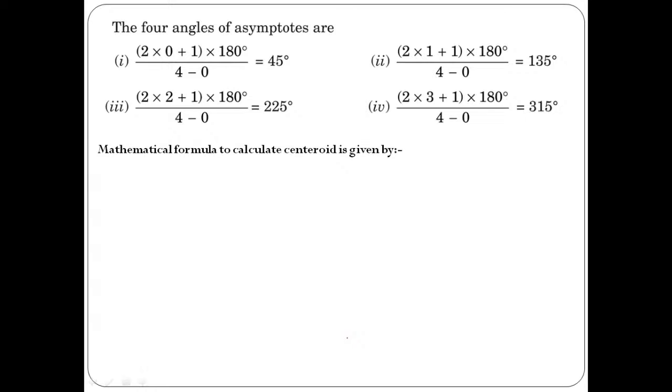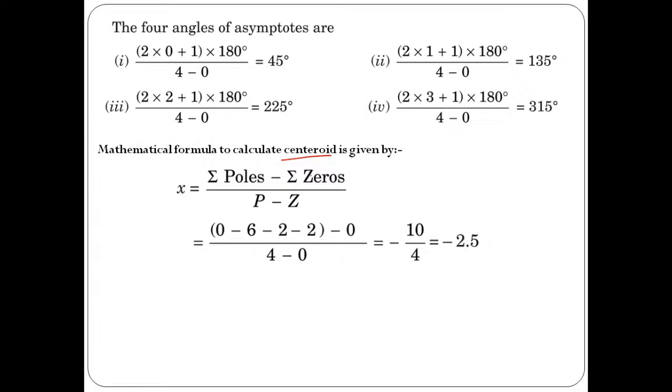And then we need to calculate the reference point where we need to draw all these angles of asymptotes. The reference point is called the centroid. This is very important. The formula to calculate the centroid is summation of real parts of poles minus summation of real parts of zeros, divided by p minus z. If you apply that logic, we find that the centroid for this particular case is minus 2.5.